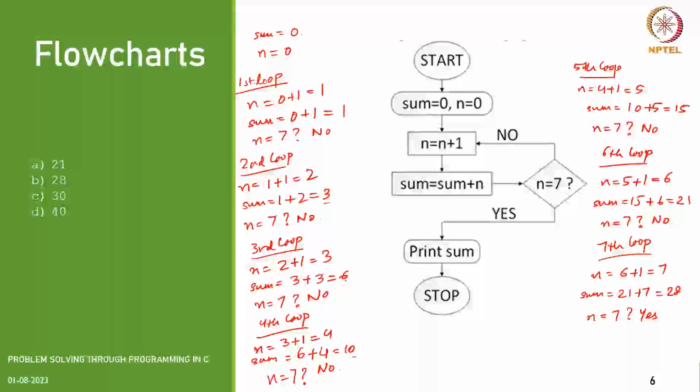So we go to the next statement, which is print sum. So now if you print sum, you will get 28 being printed, right? And then the program stops. So here the answer will be 28. Is it clear?